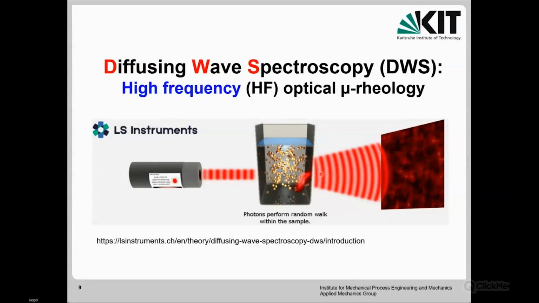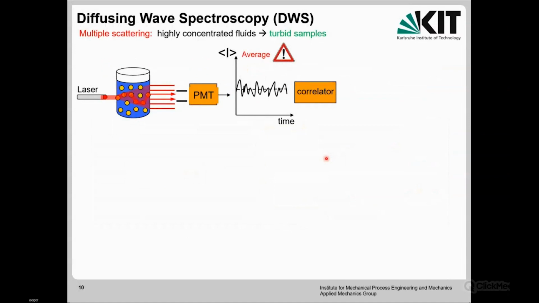This is to characterize high frequency mechanical properties of the materials. The principle of DWS: it's a light scattering technique. Basically, it's an extension of the classical DLS, dynamic light scattering technique. The dynamic light scattering technique is based on the fact that the photon is scattered once. And in DWS, we have multiple scattering, which occurs.